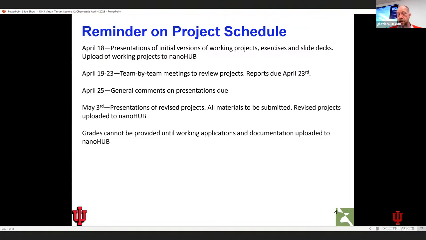And so then you have essentially 2 weeks to revise the work that you've done, and then we'll have another round of final presentations and a final upload. And I can't grade you until there is a working application and documentation on NanoHub. And so, if you're going to need an incomplete for the class because you can't get that done in time, please, I don't encourage that, but if you need it, please talk to me as soon as possible about it so we can plan appropriately.